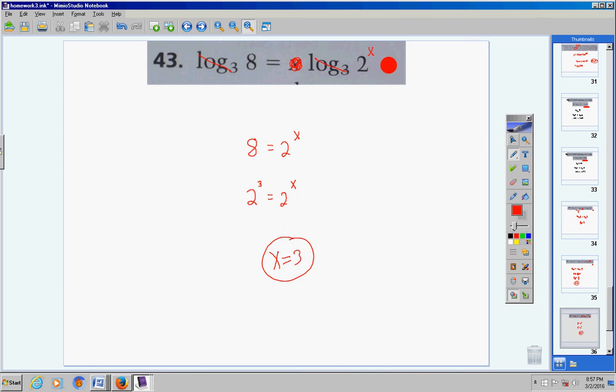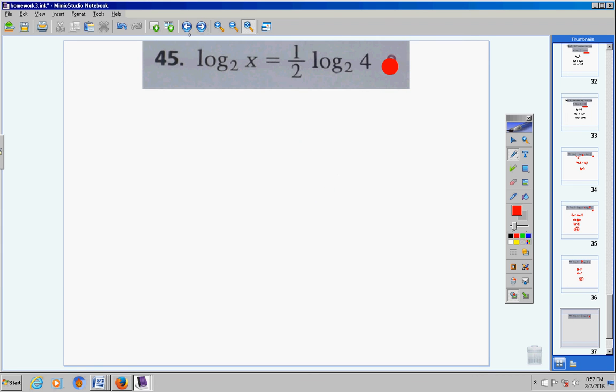Now, my original problem was a logarithmic problem. So I've got to check my answer. If I put a 3 here, that's no problem at all. That's not going to change anything. My arguments are still positive. So I'm good. You never want a negative argument, okay, guys? All right, moving on. This problem, and then this one, and I believe we're done.